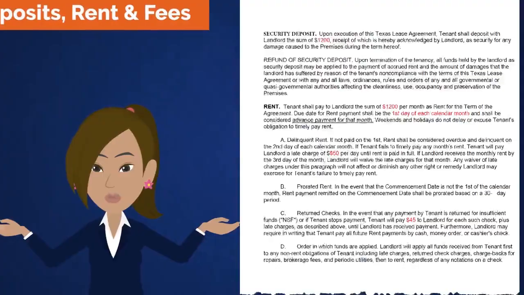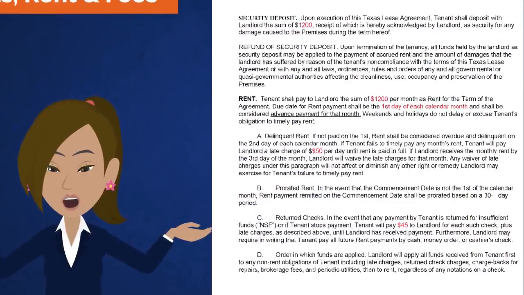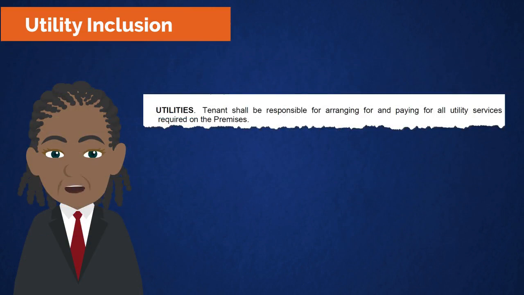The rent amount for each month should be clearly defined, along with the due date, methods of payment, and any allowable grace period for late payment, amount of any late fees, or any fees for parking or pets. The lease should clearly indicate any utilities that are included in your monthly rent, if any.